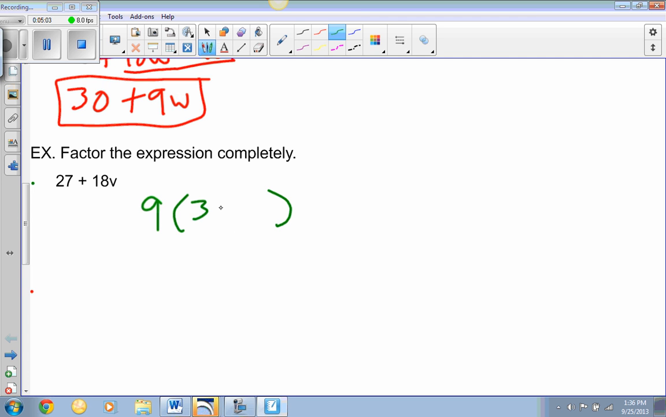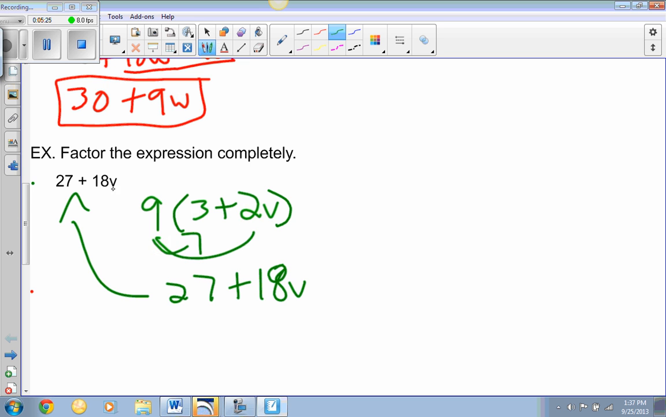So 9 times 3 would give me my 27 back. It's a positive 18, so it's plus. 9 goes into 18 2 times, and it's got to be 2v because there's a v here. So if I wanted to multiply this back out to prove it, 9 times 3 is 27, plus 9 times 2 is 18v. So you end up with the same answer, but this is the answer factored.